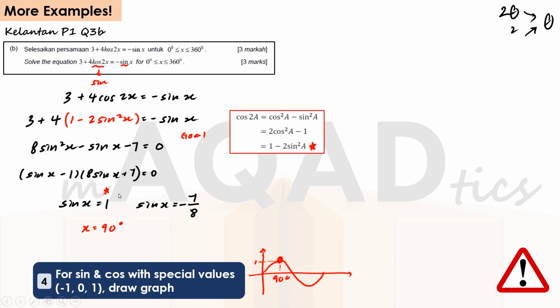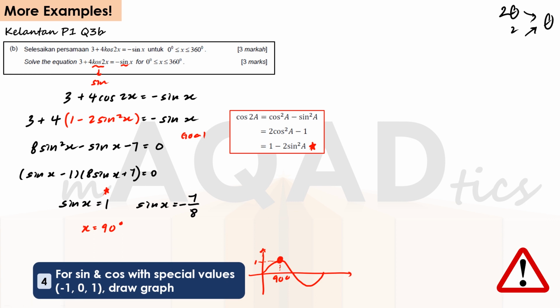Right, reason why we need to draw the graph is because there may be multiple answers. Okay, so this one is quite lucky because we only have 1. But if there is multiple answers, the calculator might not catch it. Okay, calculator might maybe give you 1 answer, but technically there are maybe three answers. Okay, so make sure for these special values, -1, 0, and 1, we draw the graph out.